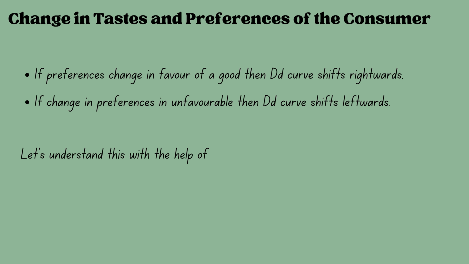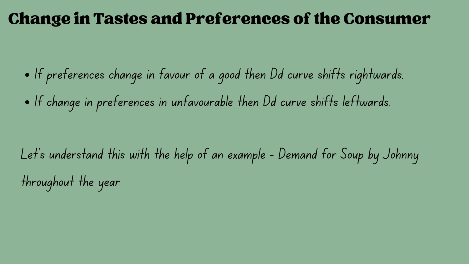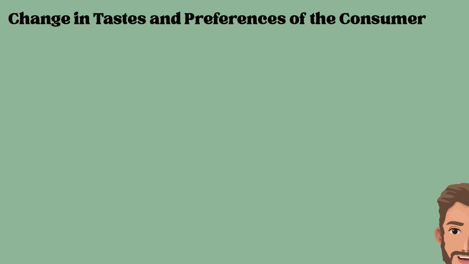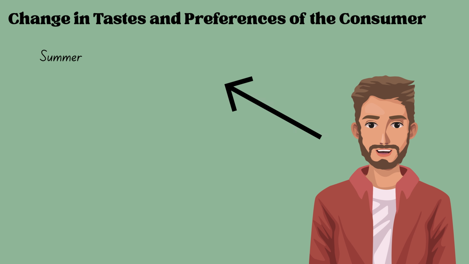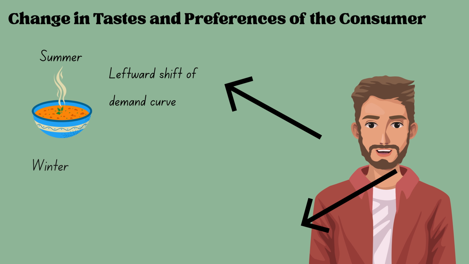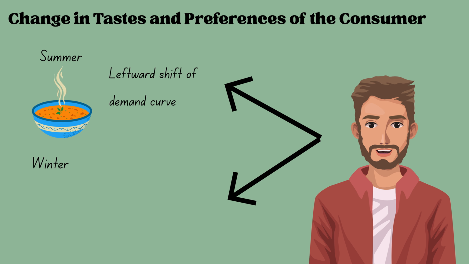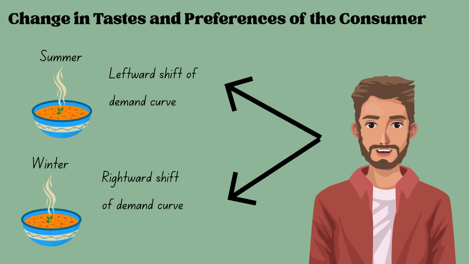For example, let's look at demand for soup by Johnny throughout the year. During summer, Johnny feels that it is too hot to consume soup and therefore his demand for soup falls. Thus, the demand curve for soup shifts leftwards. During winters, Johnny feels that the soup provides him with warmth and therefore his demand for soup rises. Thus, the demand curve for soup shifts rightwards.